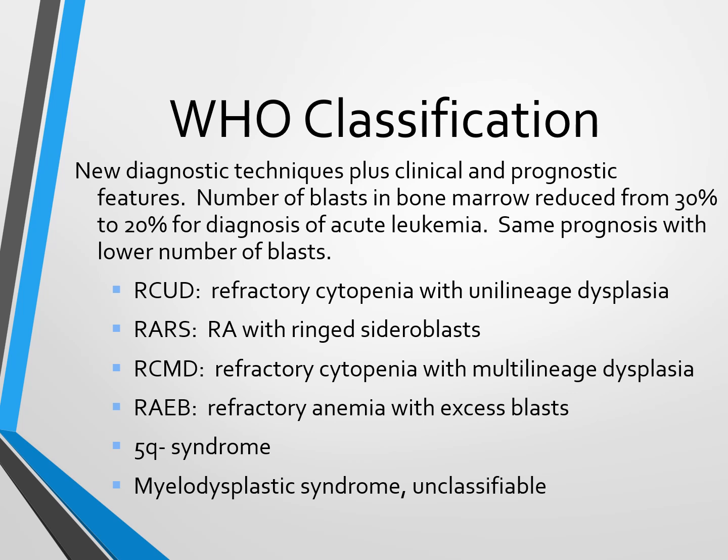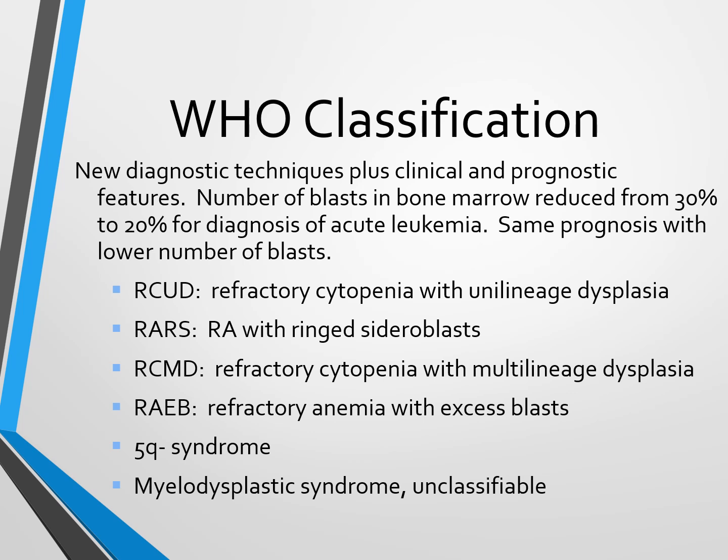So let's dive back in for a moment into the WHO classification. Of course, the WHO classification has a more updated new diagnostic technique, plus in addition to that, they have some clinical and prognostic features. One of the ways that there's a change is the number of blasts in bone marrow has been reduced from 30% to 20% in terms of that line in the sand between myelodysplastic syndromes and acute leukemias, with the same prognosis, but with a lower number of blasts. So there's a little bit less wiggle room.